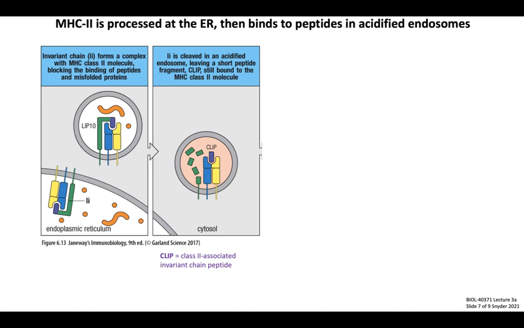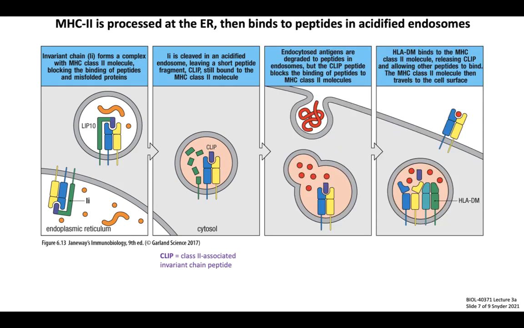So although most of the invariant chain has been removed, at this point CLIP still blocks peptides from interacting with the binding region of MHC class 2. This acidified endosome can also contain foreign proteins, which are cleaved into peptide fragments by cathepsins again, although CLIP prevents their loading onto MHC2. So what actually needs to happen in order to replace CLIP with a foreign peptide?